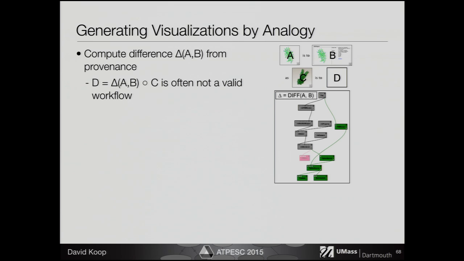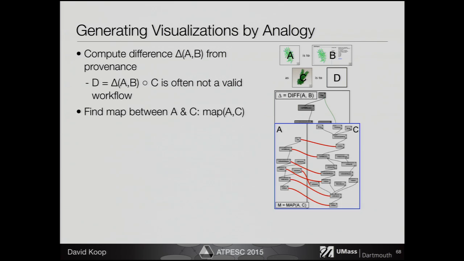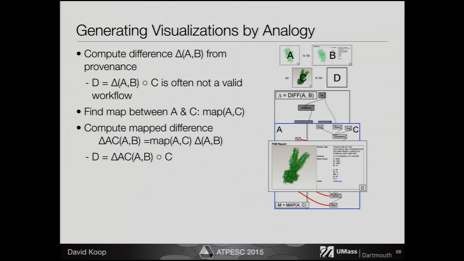But if we just blindly apply that, that's not always a valid workflow, right? It may be that I'm using different modules, but maybe I can try to find a map between what appears in A and what appears in C, and then apply the actions to C using that map to get what I expect to see from the analogy. And it doesn't always work.